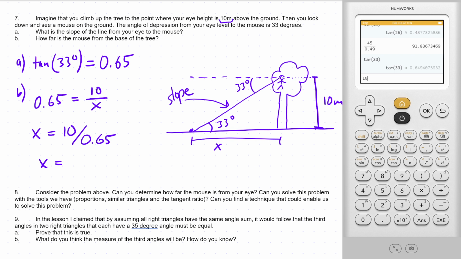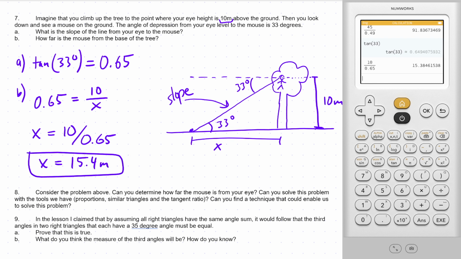And let's go ahead and do that. So 10 divided by 0.65, we get 15.4 rounded to the nearest tenths place. So 15.4 meters. So that is part B. That is the distance from the mouse to the base of the tree using the tangent ratio.